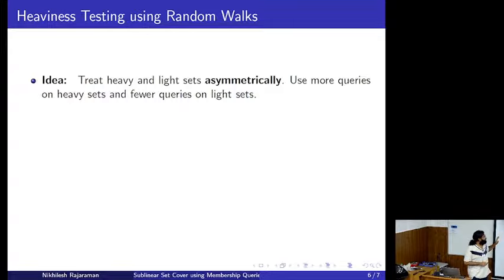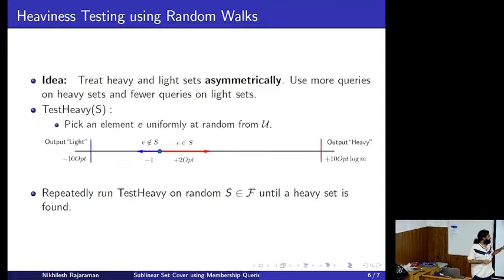The key idea behind doing this is treating heavy and light sets in an asymmetric manner. We're really trying to find a needle in a haystack. So if we can use few queries on the light sets and many queries on the heavy sets, then even at the cost of using a large number of queries on the heavy sets, we're still fine, because we're really only trying to find that one heavy set. But this is easier said than done, because when a set comes to us, we don't know a priori whether it's heavy or not, so we don't really know how many queries we ought to use on it. But my claim is that we can still do it using a clever random walk based approach.